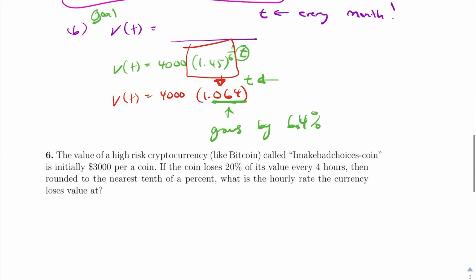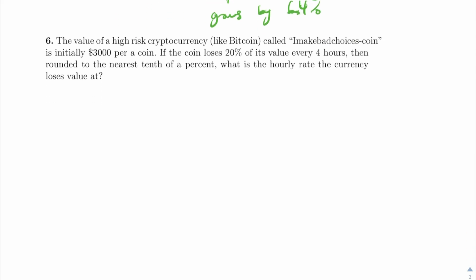All right, the value of a high-risk cryptocurrency. So this was really popular a couple of years ago, cryptocurrencies, which were like these online money things that were unregulated and kind of like a possible future of currency. A lot of people invested in them. This one happens to be called I Make Bad Decisions coin and is initially $3,000 per coin. The coin is going to lose value 20% every 4 hours. Then rounded to the nearest tenth of a percent, what is the hourly rate that the currency loses value at?